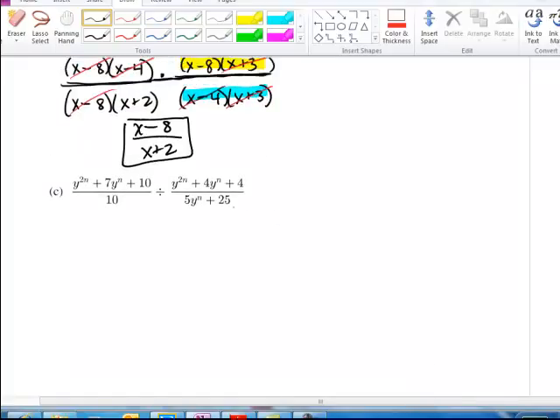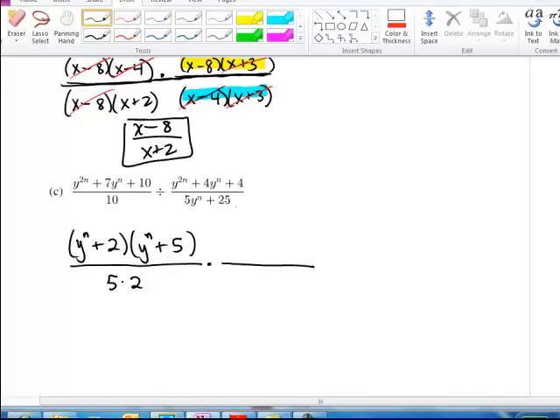Last example, again, with the variable exponents. We just want to factor. So we've got a trinomial. We would reverse FOIL. So I've got y to the n, 2 and 5 should work for the extra terms and then factors there. 10 we could write as 5 times 2 if we want to, or just leave it as 10. And then we multiply by the reciprocal.